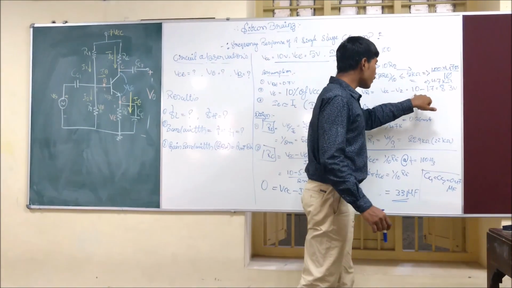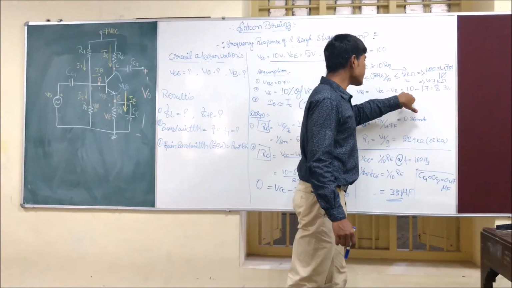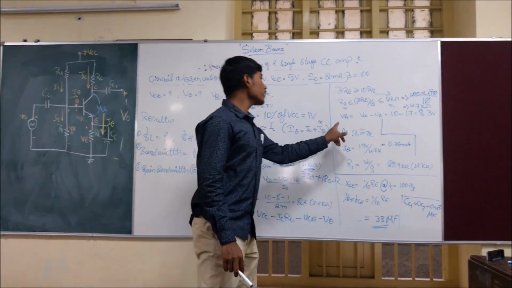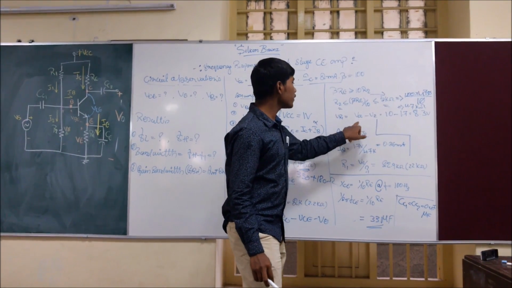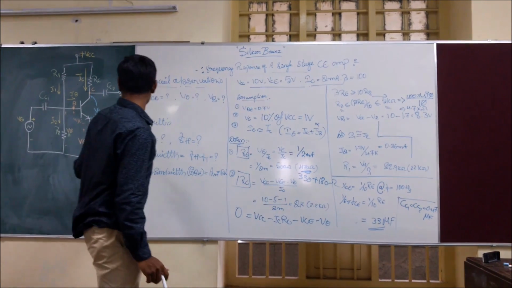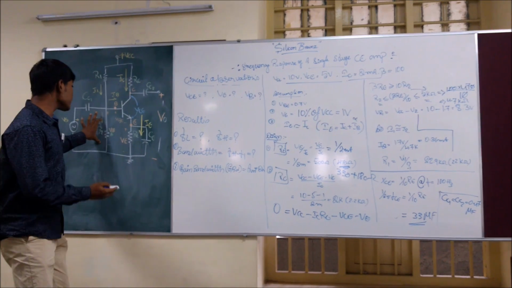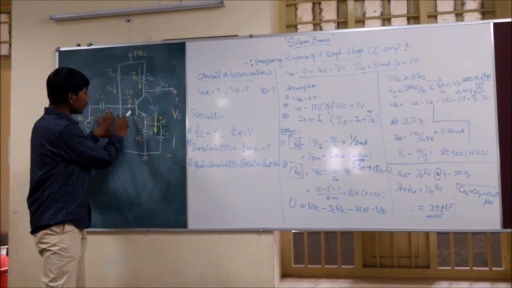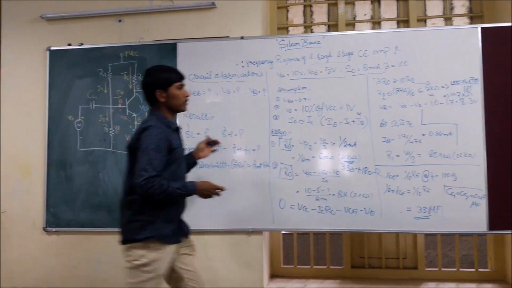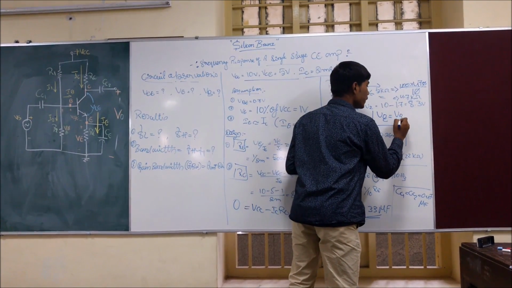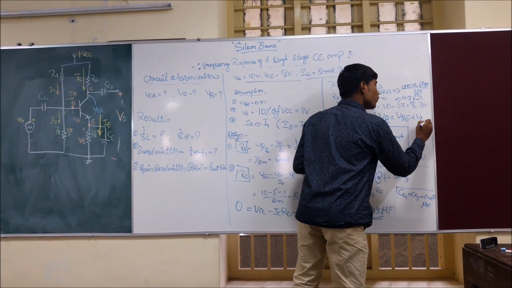VCC is 10 volts, V2 is 1.7. That's VR1, obtained by VCC minus V2. That VT is this voltage. This is VT. How do we get this VT? That's VBE plus VT. Okay, you can write V2 is equal to VBE plus VT.